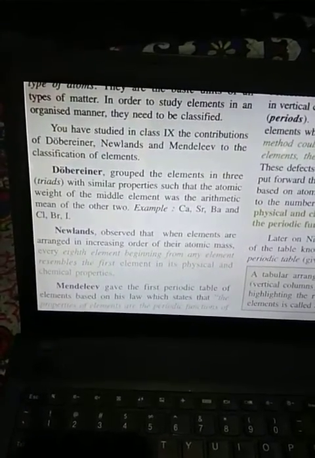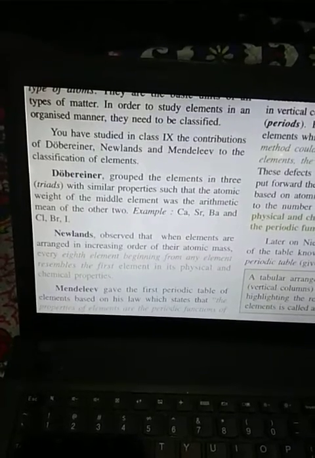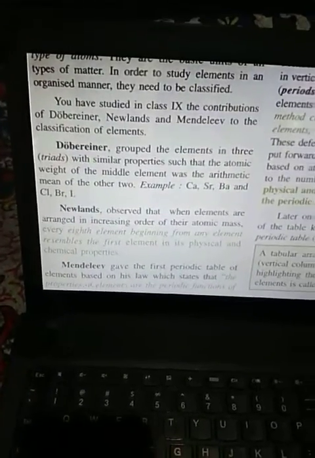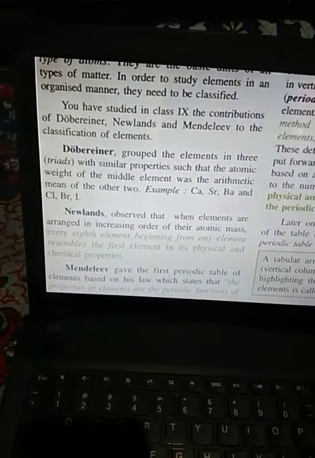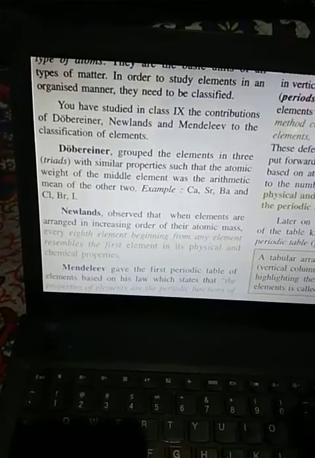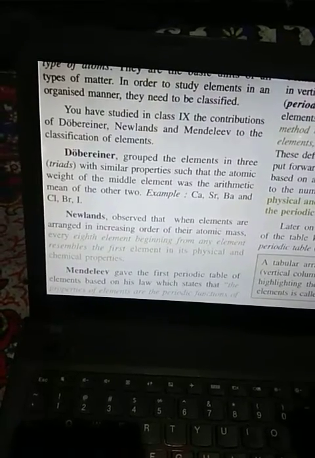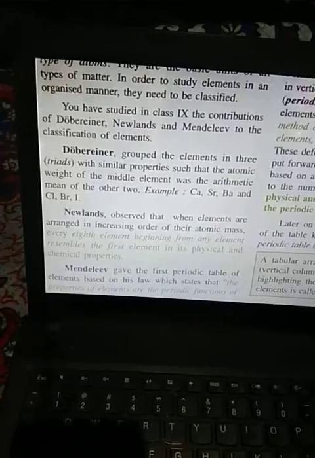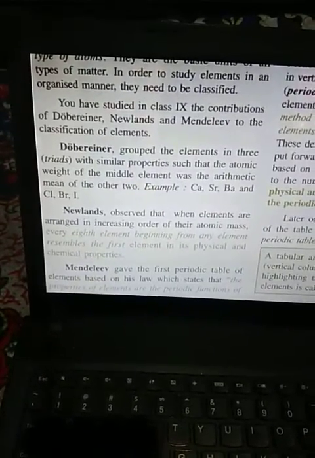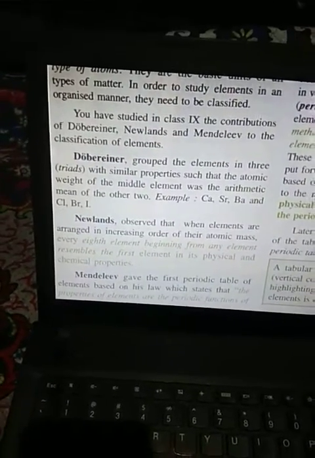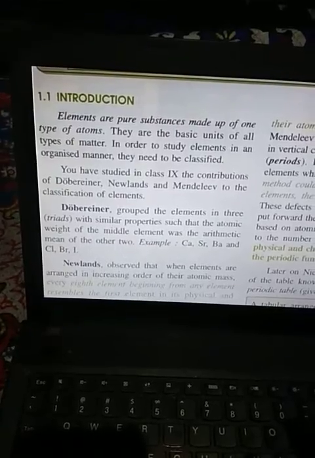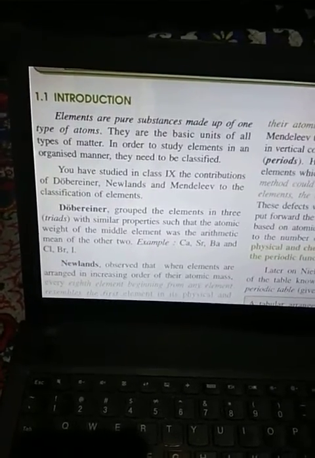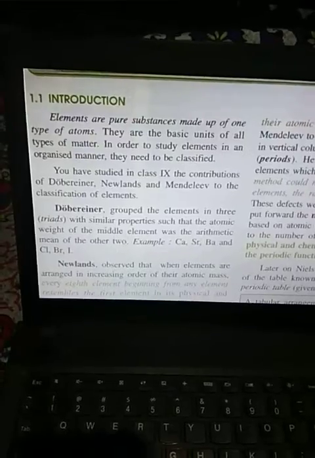And after that we have Mendeleev's periodic law. Mendeleev was the first person to develop a periodic table. According to him, the properties of elements are periodic functions of their atomic masses. That means the elements are arranged based on their similar physical and chemical properties, which depend on the atomic masses.